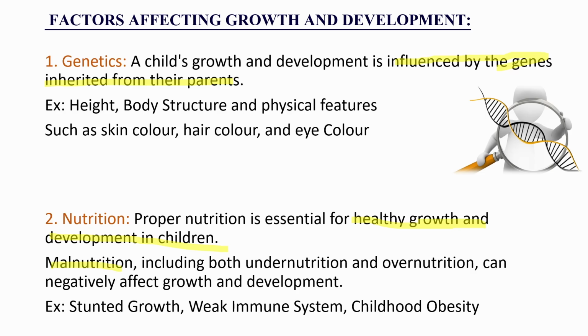Malnutrition can be of two types, that is undernutrition, where the child does not get enough food or nutrients, and overnutrition. So what do we mean by overnutrition? Where the child eats too much unhealthy food. Because of poor nutrition, children may develop problems like stunted growth, weak immune system, and childhood obesity. So proper nutrition is very important for a child's healthy growth and development.